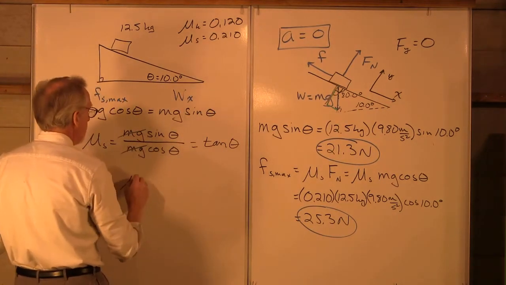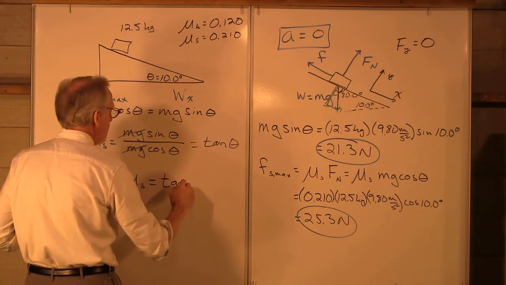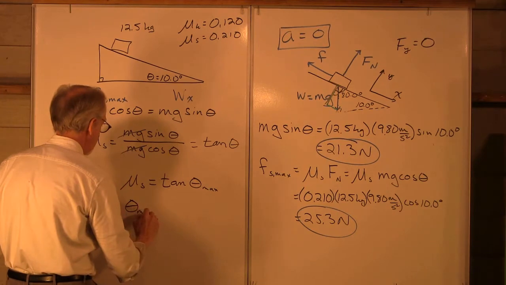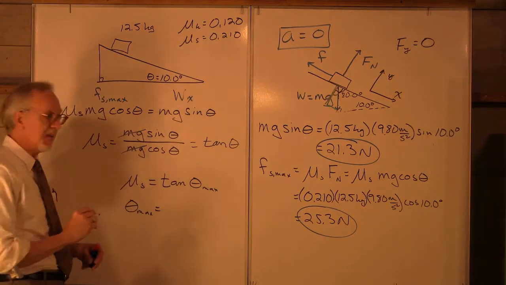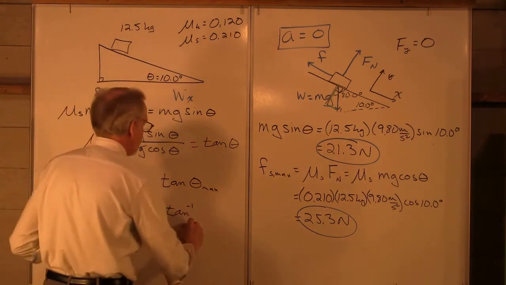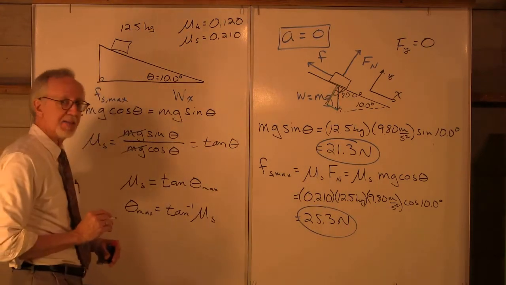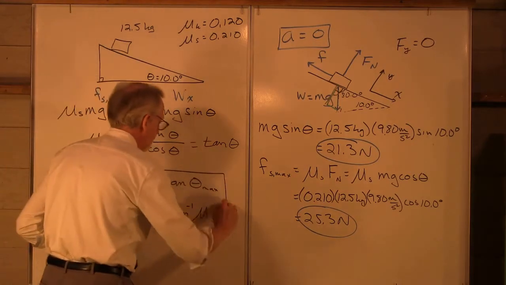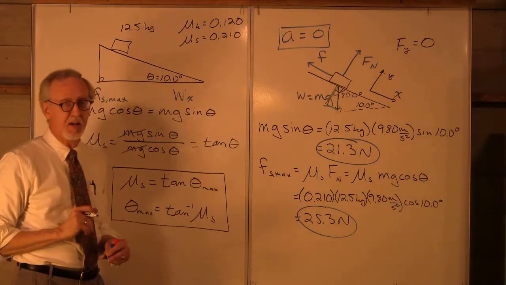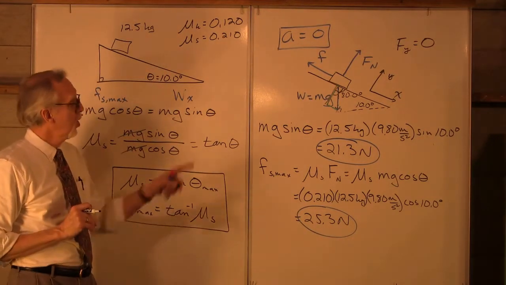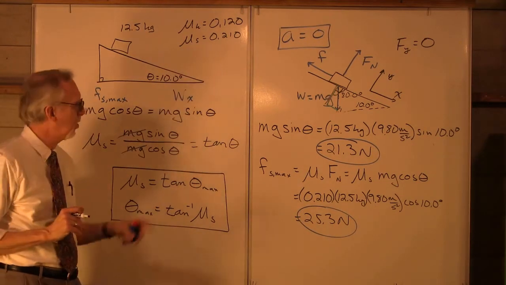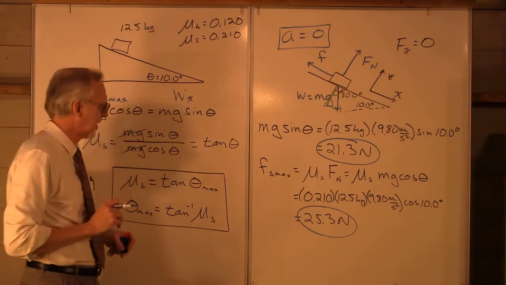So, when mu s equals tan theta max, or theta max is equal to the inverse tangent of mu sub s, that gives us the maximum angle that we can incline our surface. Well, what do we have in this case? We have that μs is 0.210. What's our maximum angle for this particular problem?